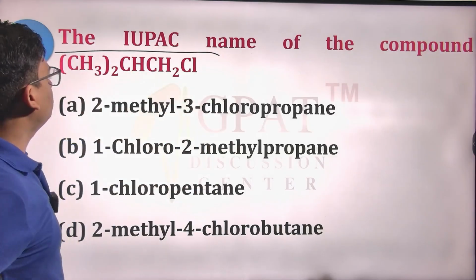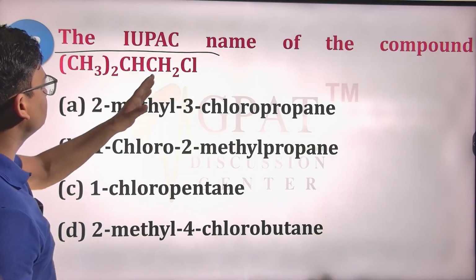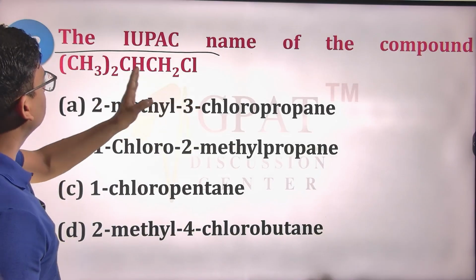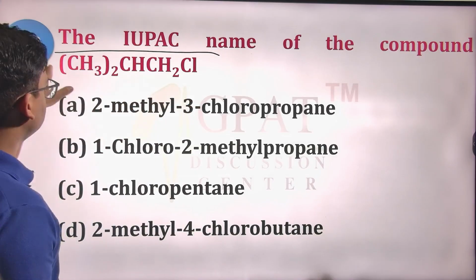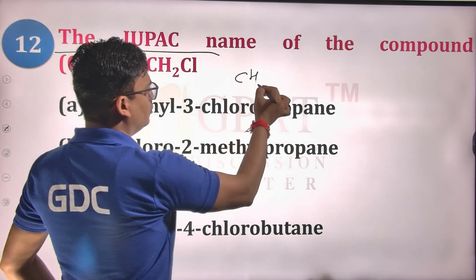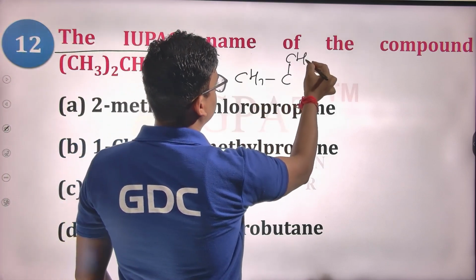The IUPAC name of the compound. Here we are having a structure that has CH2 attached with chlorine, then a carbon that has a CH3 substitution and a CH3. So this is something like this.